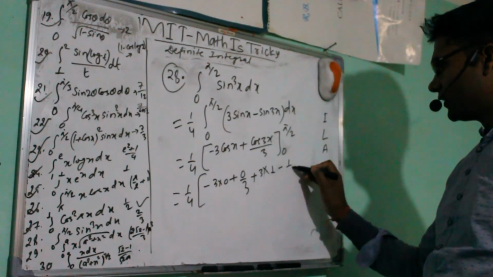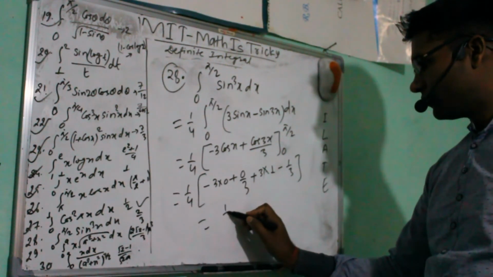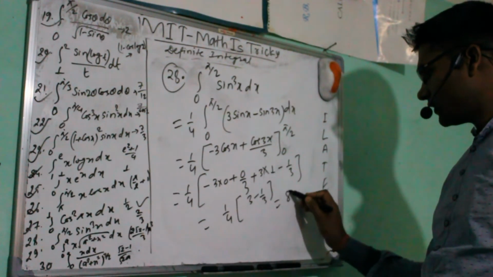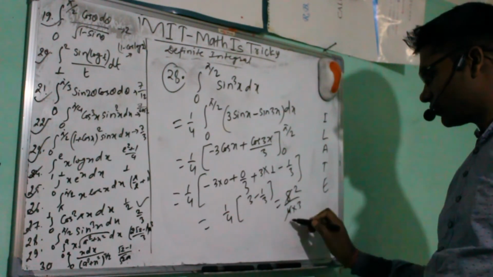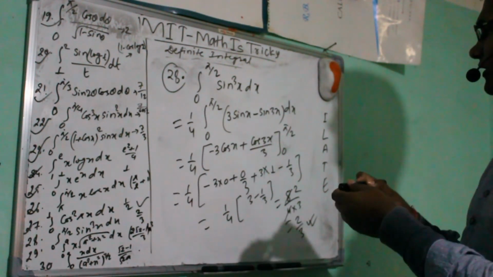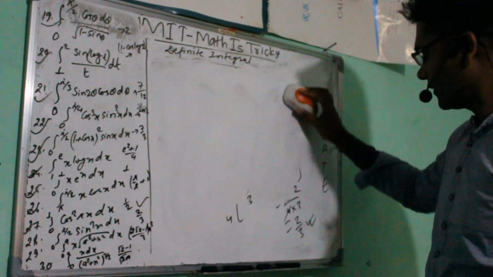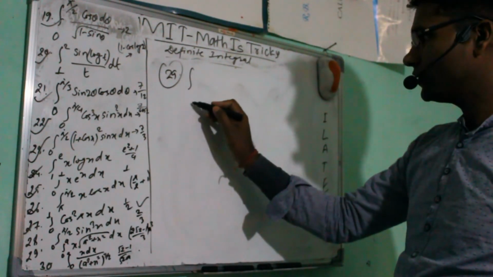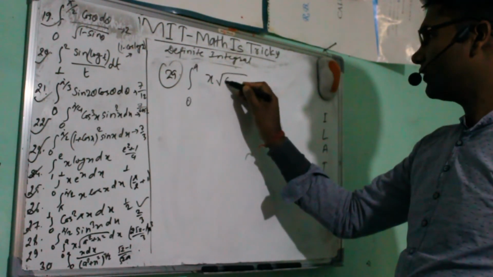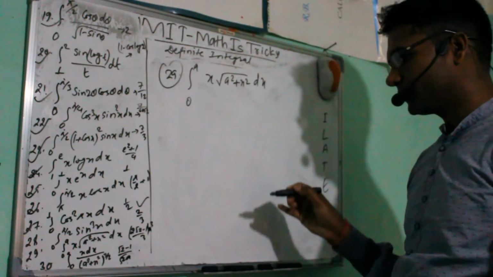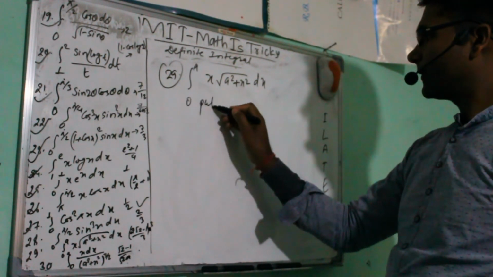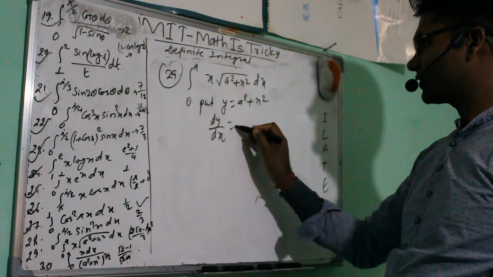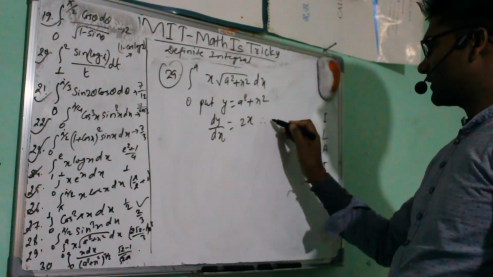x equals sine theta, so then dx will be cos theta d theta. When x equals 0, theta will be 0, and when x equals root 3 by 2, theta will be 60 degrees, pi by 3. Now the question becomes integral from 0 to pi by 3, cos theta d theta by square root of 1 minus sine square theta. So it is simply cos theta by cos theta, and they cancel. So the answer will be integration of d theta, theta from 0 to pi by 3, so pi by 3 minus 0, that is pi by 3. This is our answer.